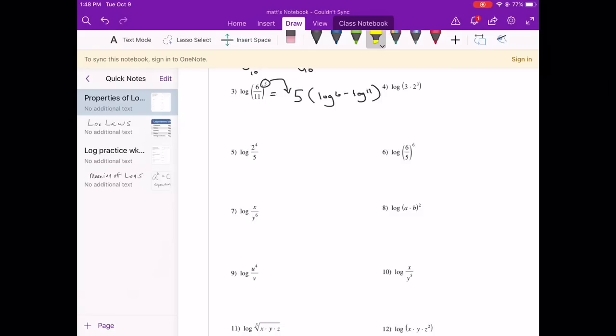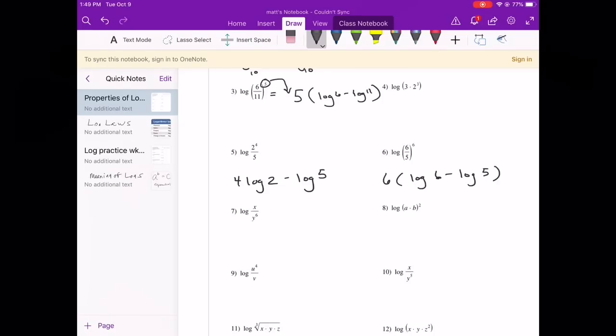So that's going to give me the 4. That 4 is only attached to my first log, log of 2, and then I subtract my other log, log of 5. Now that's different from number 6, where everybody is raised to the 6th power. So that's the 6 out front, and then it's the difference of the logs inside.